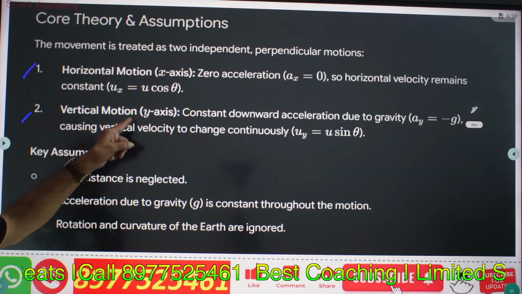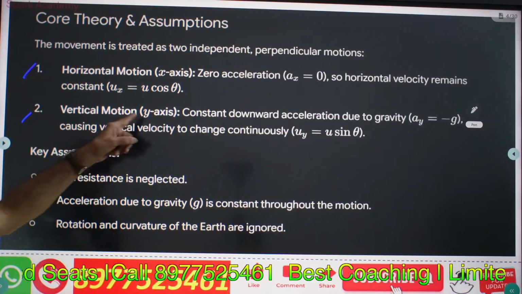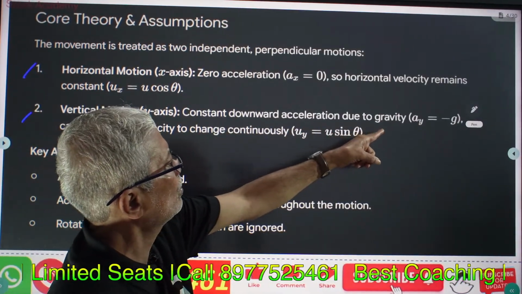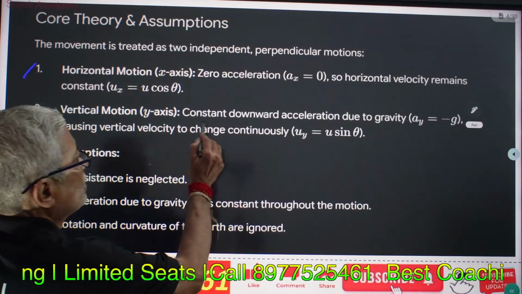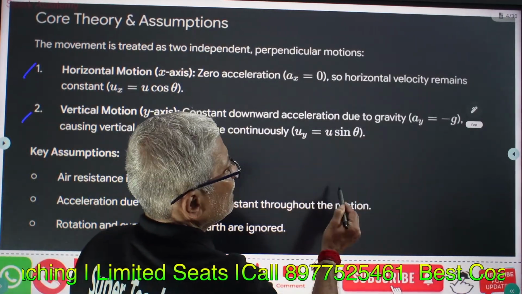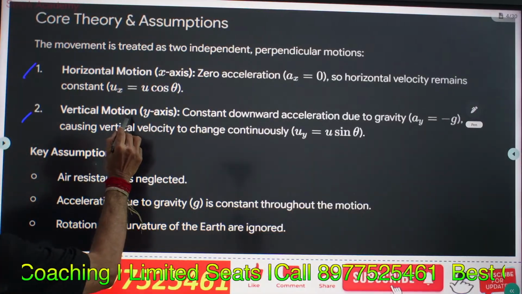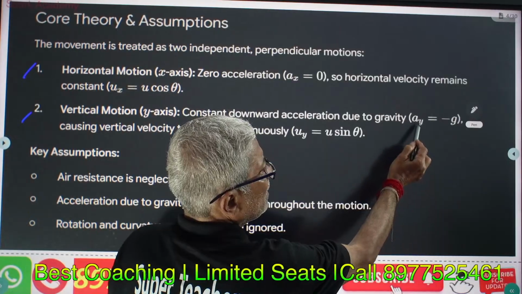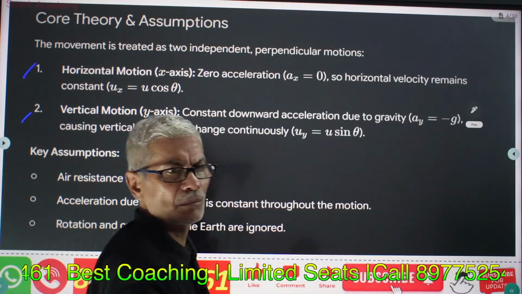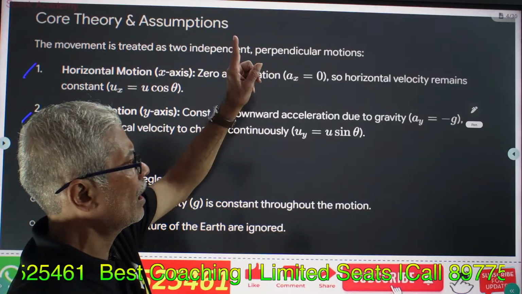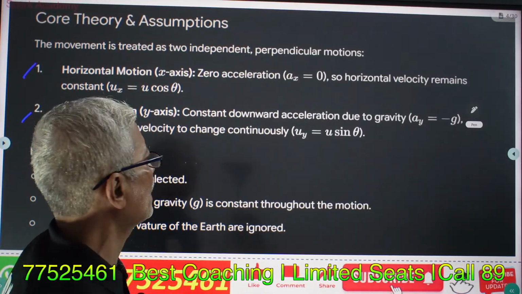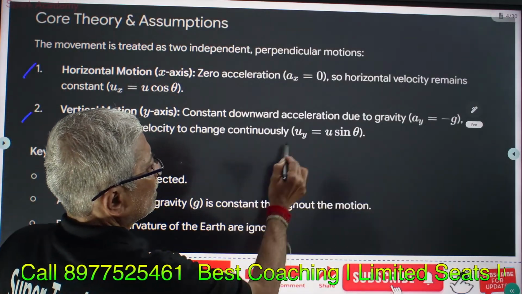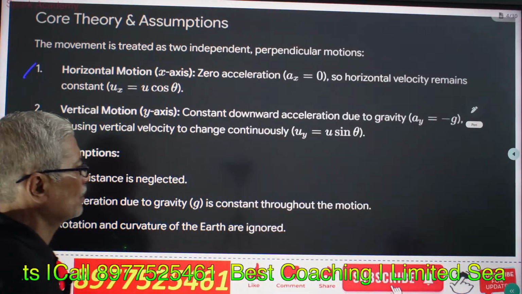Okay. Vertical motion, y-axis: constant downward acceleration due to gravity. So constant downward acceleration due to gravity is nothing but when the particle is moving in the y direction, the gravity acceleration in y direction will be minus g. Why? Because the body is going in the upward direction, g is coming in the downward direction. So it causes vertical velocity to change continuously. So Uy will be equal to u sin theta.